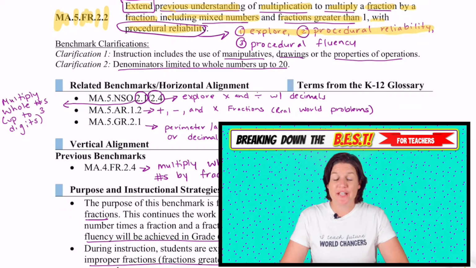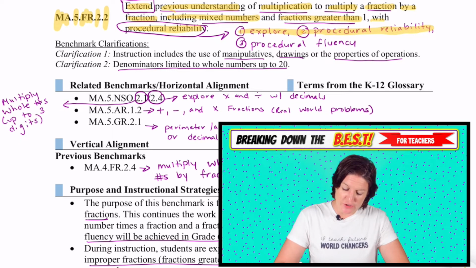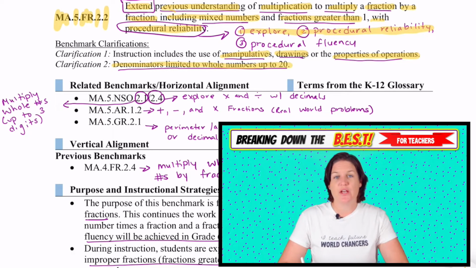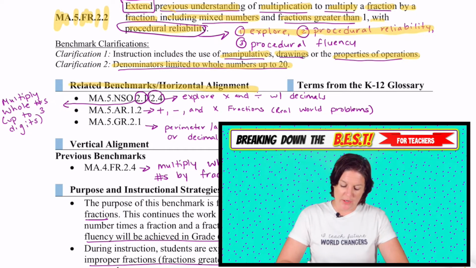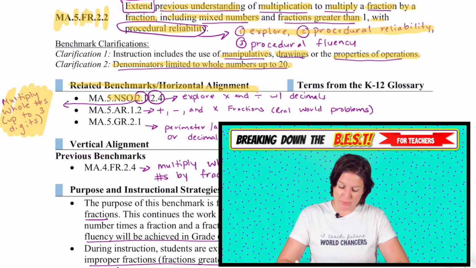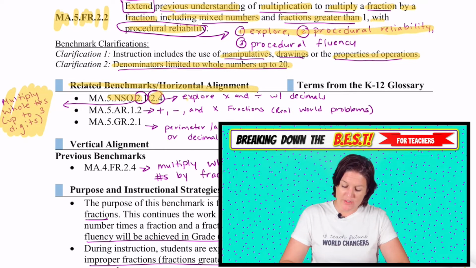All right, the clarifications for the standard say that instructions should include the use of manipulatives, drawings, and properties of operations, and denominators are limited to whole numbers up to 20. Some related benchmarks with this one are 5.NSO.2.1, which is our multiplying whole numbers with up to 3-digit factors. We also have 2.4, which is exploring multiplication and division with decimals.